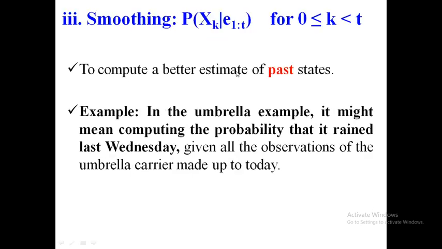But if you observe smoothing, k is going to lie between 0 and t, from the beginning day to the present day. That is the past, less than t. If you observe, it is less than t, not equal to t. Less than t means yesterday. So from the beginning till yesterday, we have to consider.